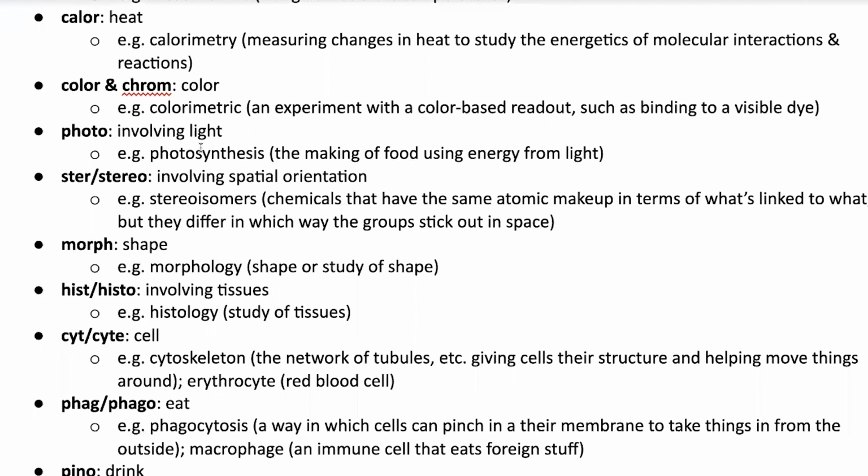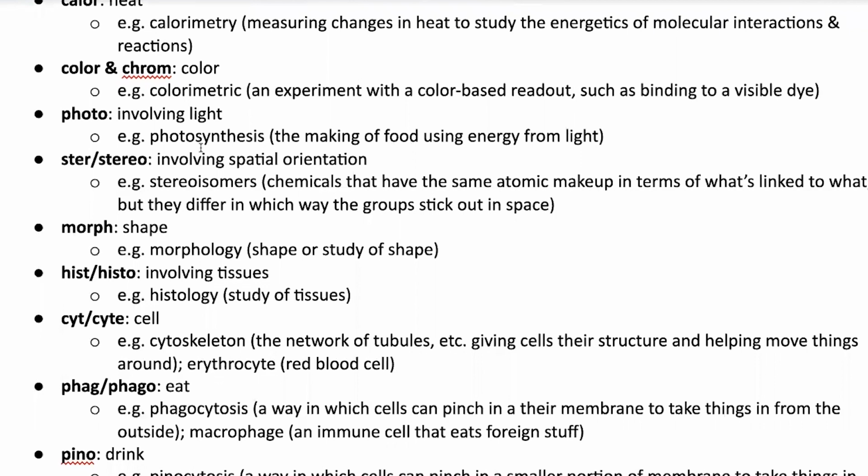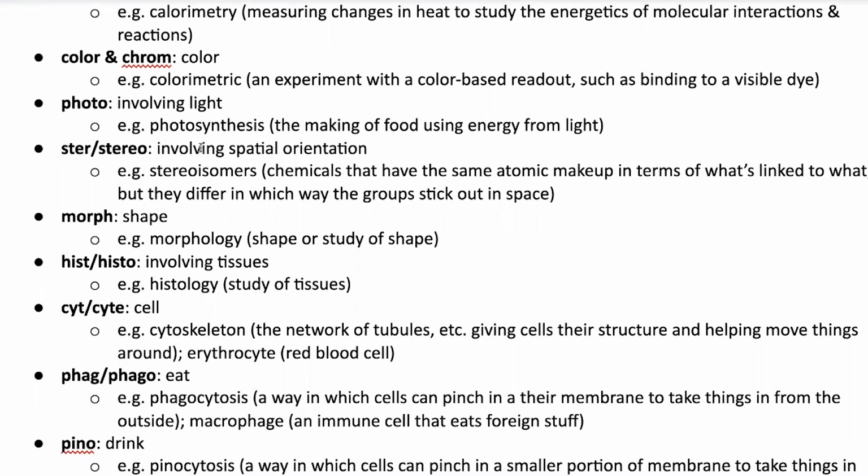Don't confuse that with color. So color and chrome are referring to color. So basically, if you had a colorimetric readout, that'd be an experiment where we have a color-based readout, such as something binds to a visible dye or a dye changes colors. These are things that you can see with your eyes, and you don't need to actually use a fancy machine.